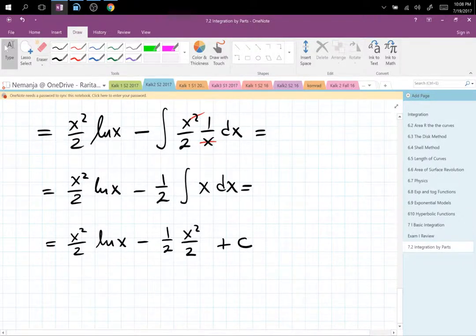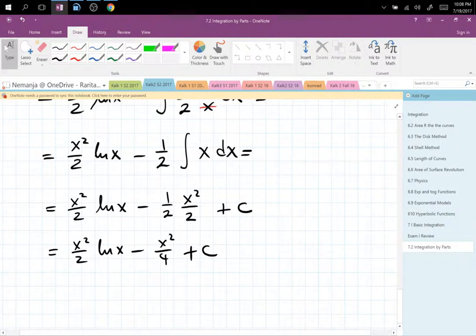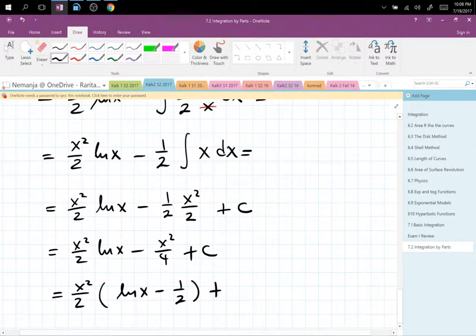Okay. And now we have x squared over 2 ln x minus x squared over 4 plus c. And you can see that we can kick out x squared over 2 to give you ln x minus 1/2 plus c in the factored form.